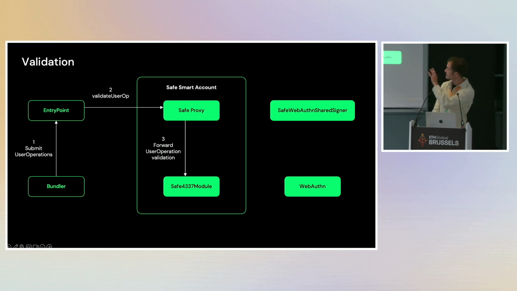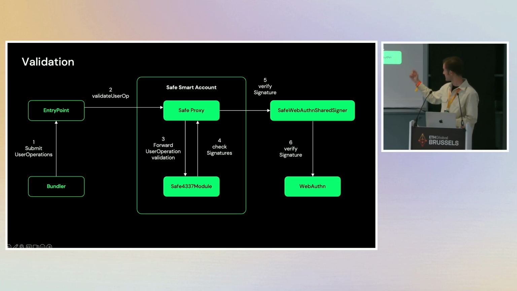The Safe forwards this to the module that will process it. To check the signatures, it will detect that it was signed by a contract, the one from the passkey. So the account itself is not able to check the signature, and it will need to check with the shared signer. That will also check with the WebAuthn, a contract that Safe created to do the validation of the signature, and at the end, it will return to the entry point whether the validation was successful or not.